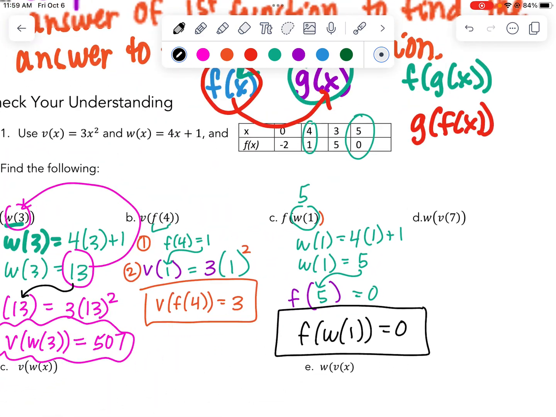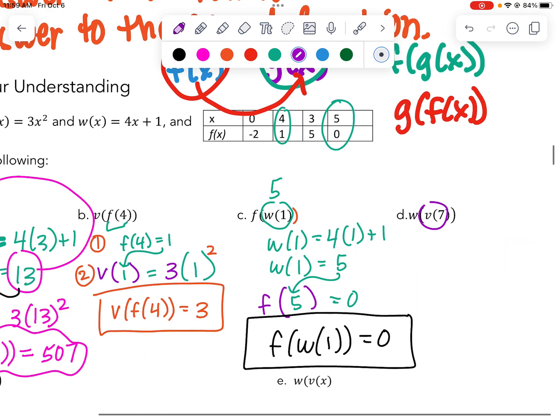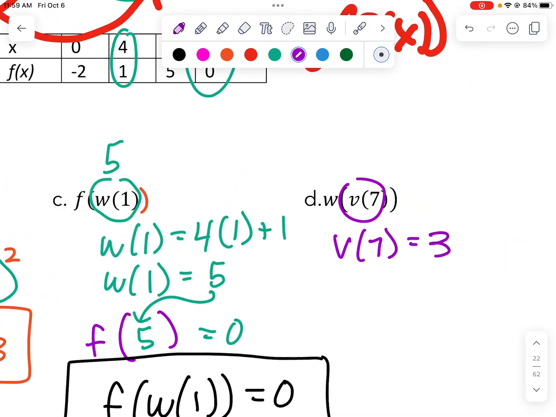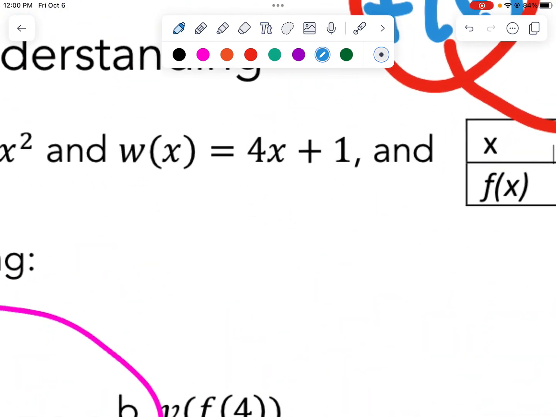Okay, let's try another one with numbers. V of 7, w of v of 7. So start with v of 7 first. So here's the function. V of 7 equals 3 times 7 squared. All right, 7 squared is 49. 49 times 3 equals 147.